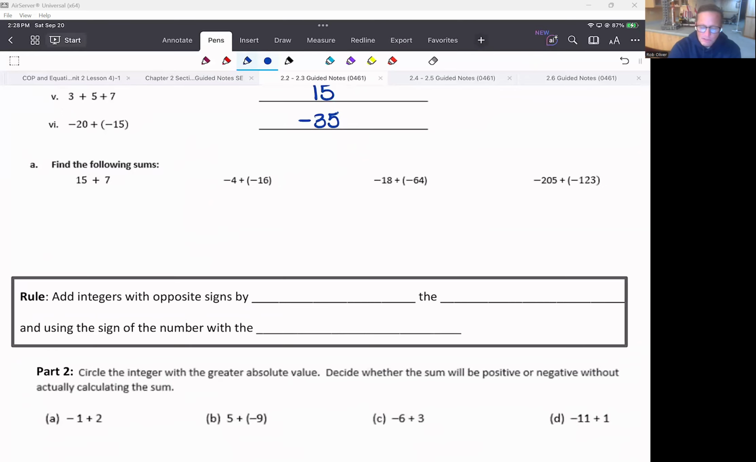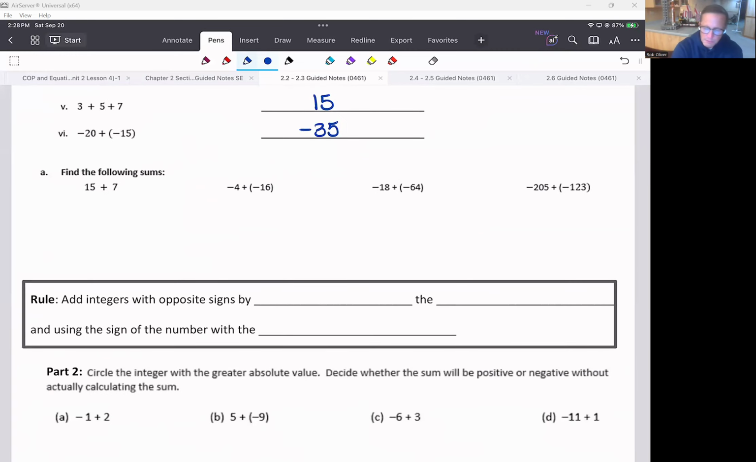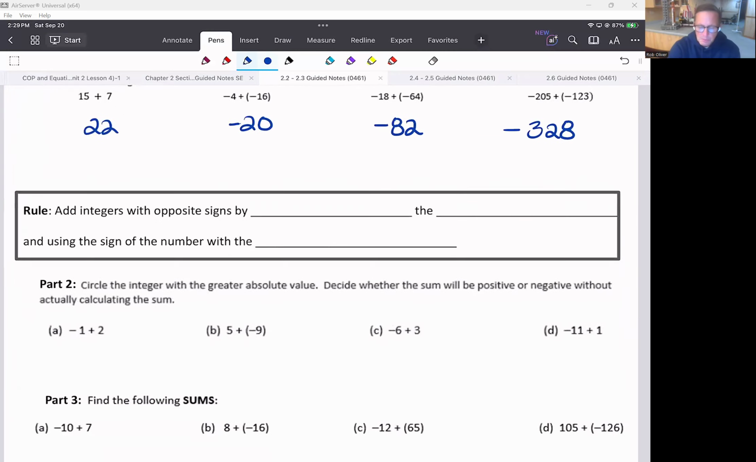All right, and then you can pause the video, try these out on your own, and when you're done, just unpause it. I'll go through it though. 15 plus 7 is 22. This one is -20. This next one, you're going to add these up. We're adding everything, essentially. That is going to be, what, 82? -82, I should say. -82. And then right here, we're going to add these as well. 205 plus 123, that is 328. -328. Don't forget the sign, like I almost did.